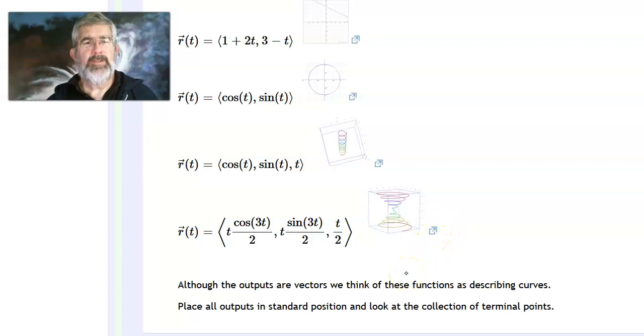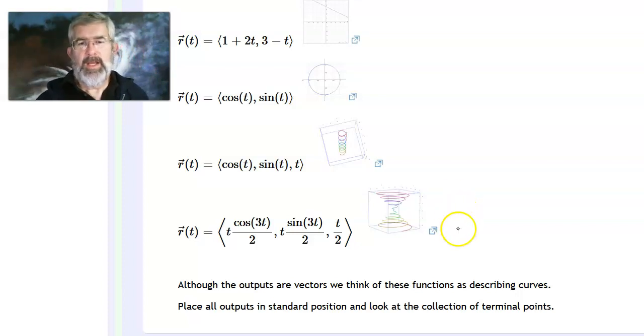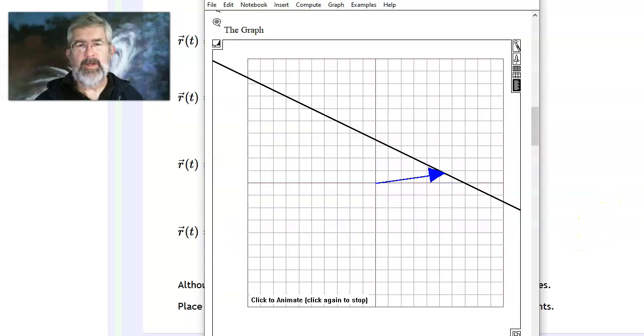Now, I think of these in 2 different ways. I think of them as parametric curves, or I think of them as vectors. A parametric curve is a set of points in the plane or in space, where a vector-valued function is giving you a bunch of vectors in 2D or in space. The way we match those together is we take all those vectors, stick them in standard position, so their initial points are at the origin, and then just look at where all the terminal points are.